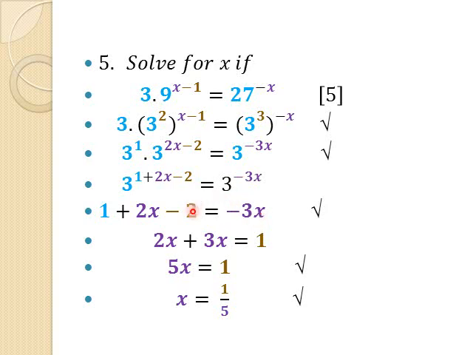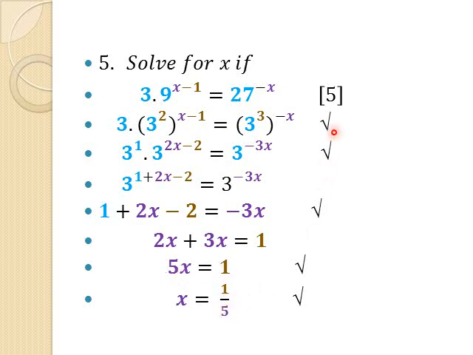If I bring negative 3x across, I have plus 3x, so I put all my x's on the same side. 1 minus 2 gives me negative 1. If I take it to the other side, positive 1. 2x plus 3x gives me 5x. 5x equal 1. So therefore x equal 1 divided always by the coefficient in front of x, so 1 over 5.